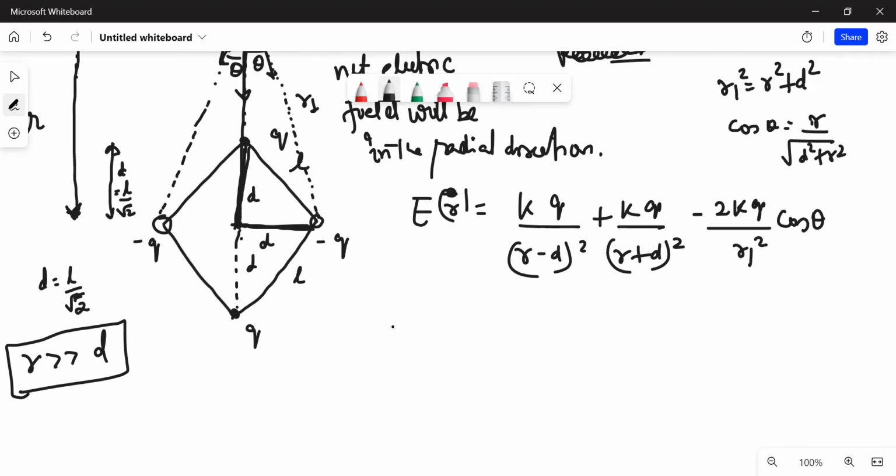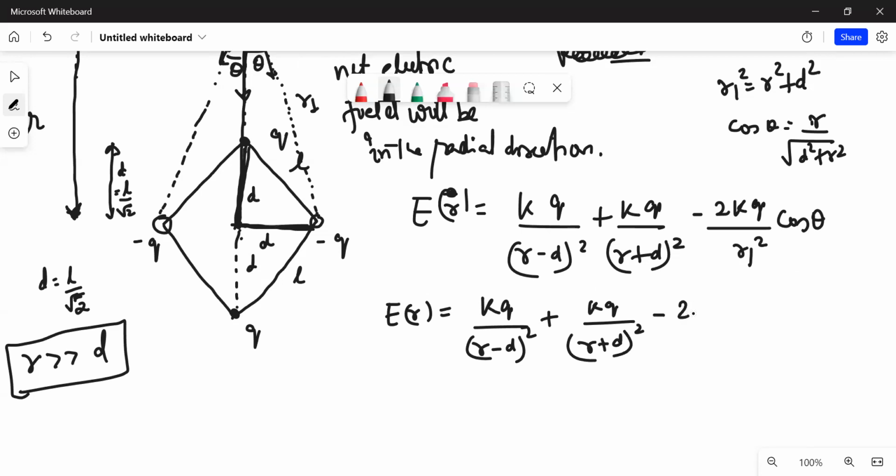So overall this last term, so electric field as a function of r, I can write it as kq upon r minus d ka whole square, then I will write plus kq upon r plus d ka whole square, then I will write minus 2kq upon r plus d square की पावर 3/2, और एक r और आ जाएगा. Is that clear or not clear? यहाँ तक समझ में आए?